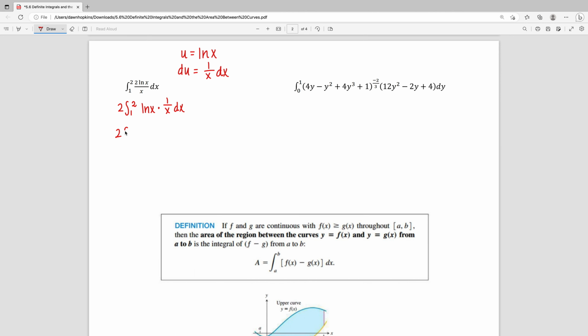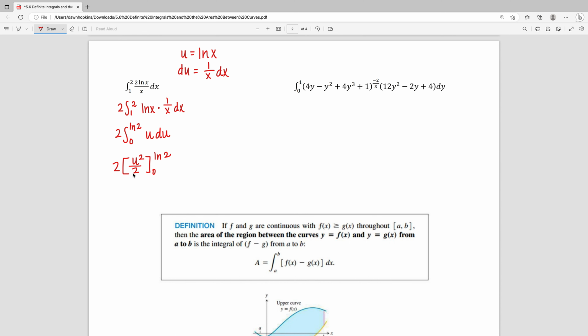So I'm going to start with the 1. ln of 1 is 0, so it changes that to 0. And then 2, ln of 2, we're just going to leave it just like that. Does not work out to be a nice pretty number. And then do my u substitution. So when I integrate, I'm going to get u squared over 2. And we're going to evaluate that from 0 to the natural log of 2.